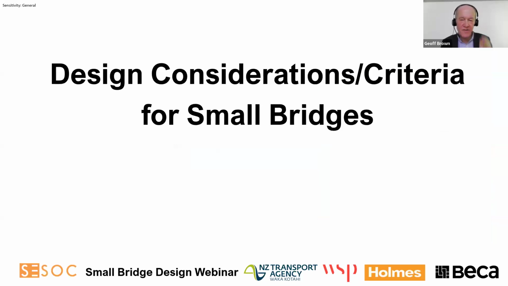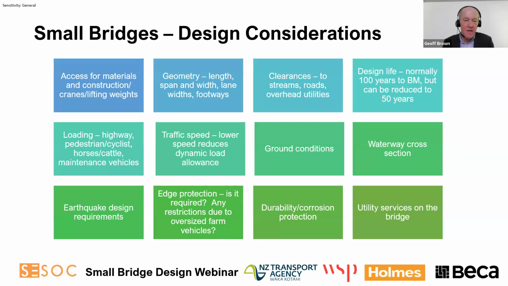Design considerations and design criteria for small bridges. Next slide, please. So the things that you need to consider when you design any bridge, but particularly with a small bridge, are firstly access for materials and construction plant, cranes, and what the lifting weights are going to be limited to. Many of these bridges are located in remote locations on private access tracks, and access can be difficult with large plant and large cranes.